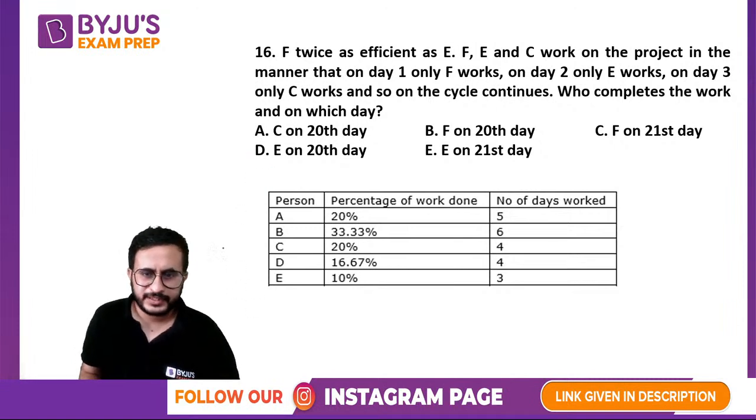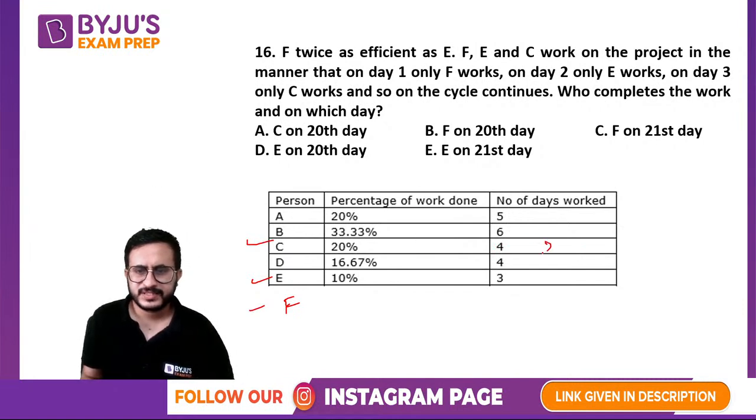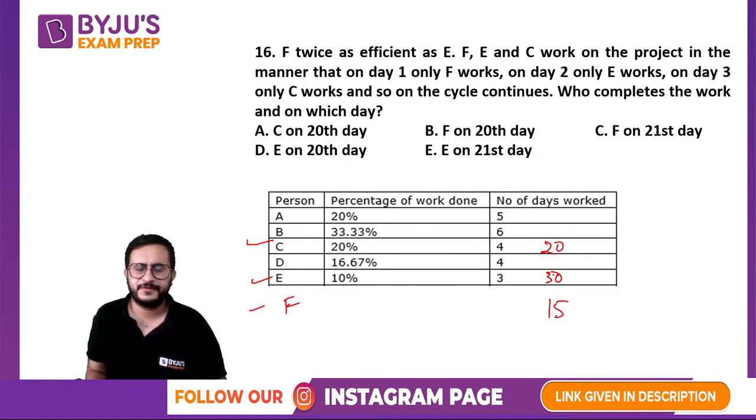Okay, so E, F and C, these are working. So C is 5 times, that is 20 days. C will take 20 days, E will take 30 days, and it says F is twice as efficient as E. So twice efficient means half the time, so F will take 15 days, right? Now it says they work in the project. On day 1 F works, on day 2 E works, and on day 3 C works. So let us take the LCM of 20, 30 and 15. So LCM comes out as work equal to 60 units.